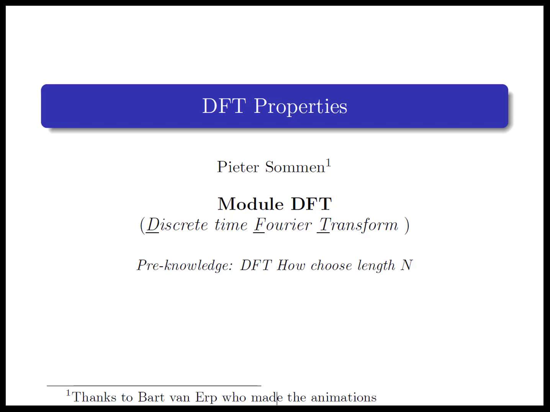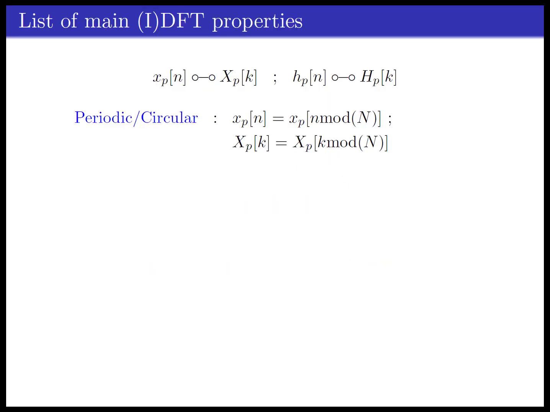Welcome to this video in which we will discuss the main DFT properties. We will see that most of these properties look similar to the properties of other Fourier transforms, however there are some important differences. The main difference is that the DFT is a periodic or circular operation. This implies that the indices of both time and frequency representations can be denoted by modulo counting. Furthermore, we will use a sub-index p to denote this periodic behavior.